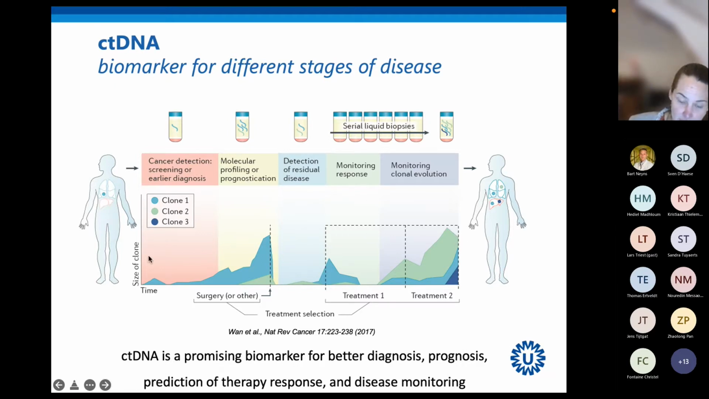So it is a very promising biomarker in all stages, but it's currently not used, at least not in the Netherlands, in standard of care for colorectal cancer. For example, for lung cancer, it is used to find new EGFR mutations, but not for colon cancer.